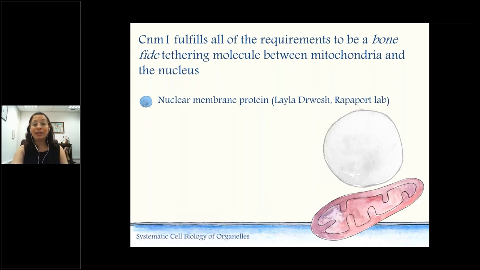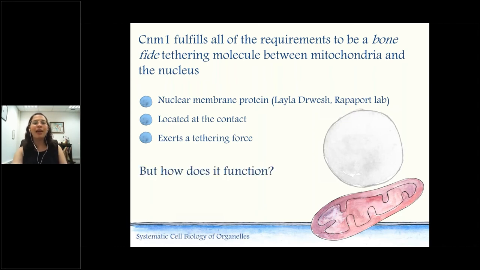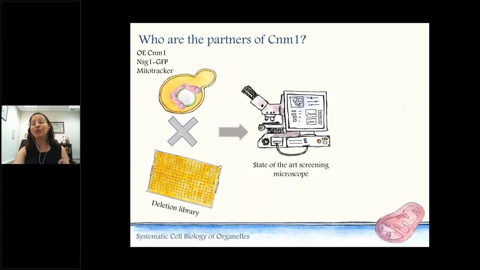So first, we found that it is a nuclear membrane protein, and this was done by Lila from the lab of Doron Rapoport. We next saw that it is specifically located in the areas of contact between the nucleus and mitochondria. And finally, as I showed you, it can exert a tethering force, so it has the ability to cluster mitochondria around the nucleus. Okay, but how does it function? How is it doing what it is doing? So to answer this question, we decided to do another screen. In this case, we have our strain that overexpresses CNM1, and we have our nuclear marker in green and a mitochondrial marker in red.